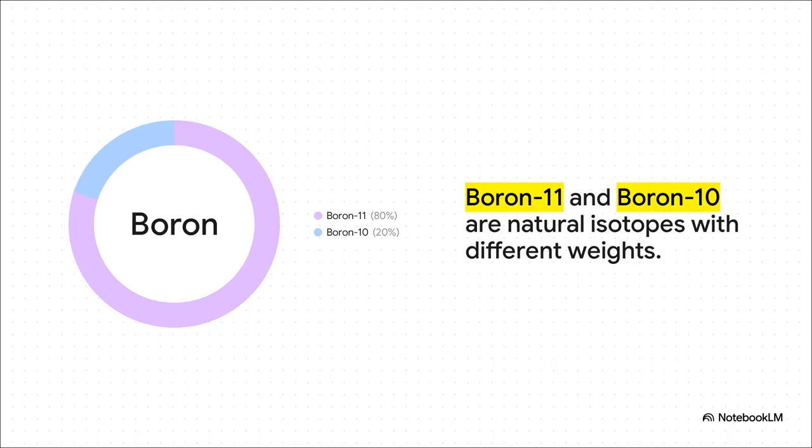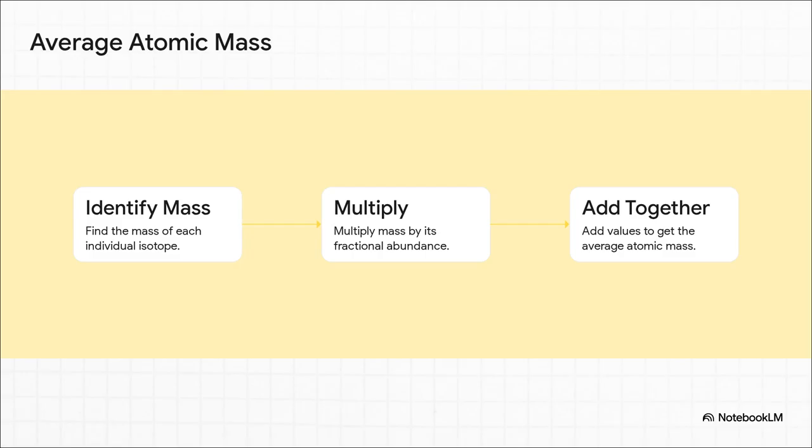Take boron, for instance. In nature, about 80.1% of all boron atoms have 6 neutrons, giving them a mass of 11. We call this boron 11. The remaining 19.9% have only 5 neutrons, making them boron 10. So they're both boron, but they carry slightly different weights. Because of this, when you look at a periodic table, the mass number you see isn't the weight of one single specific atom. It's actually a weighted average.